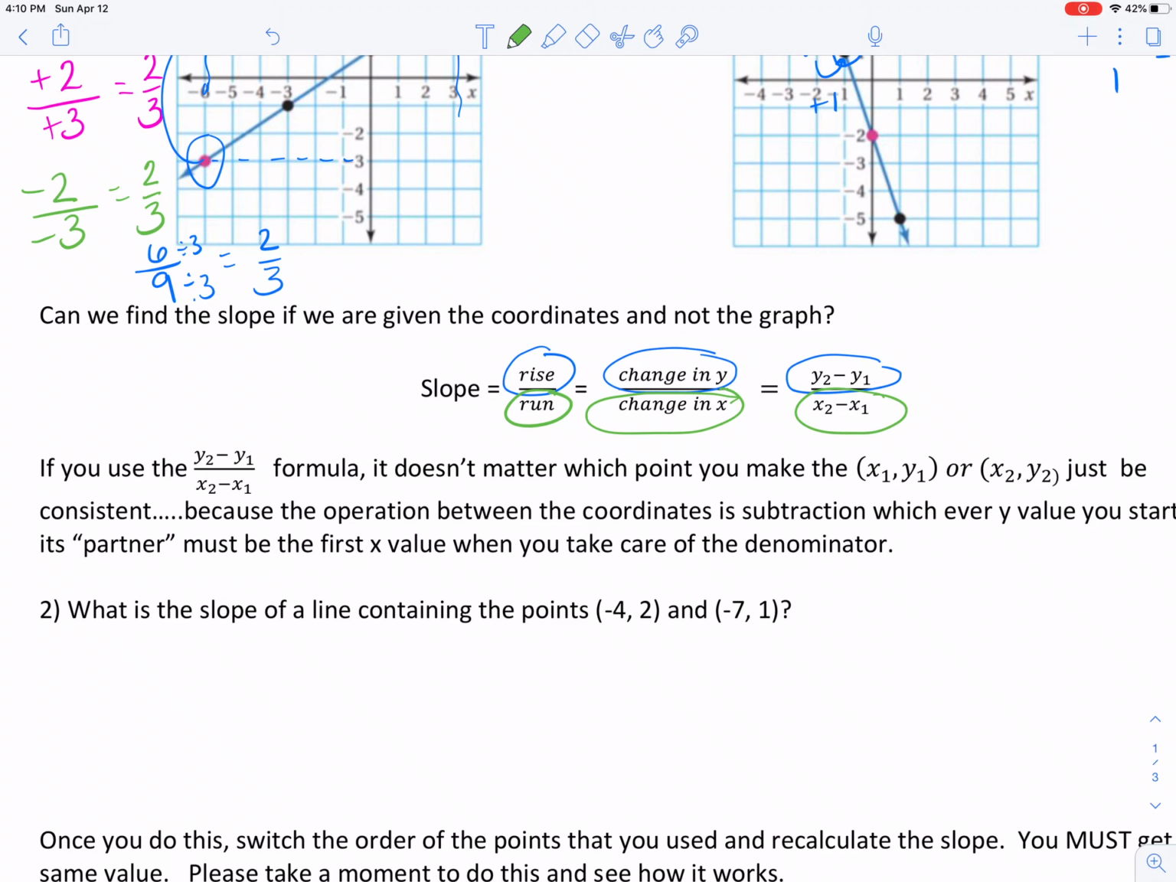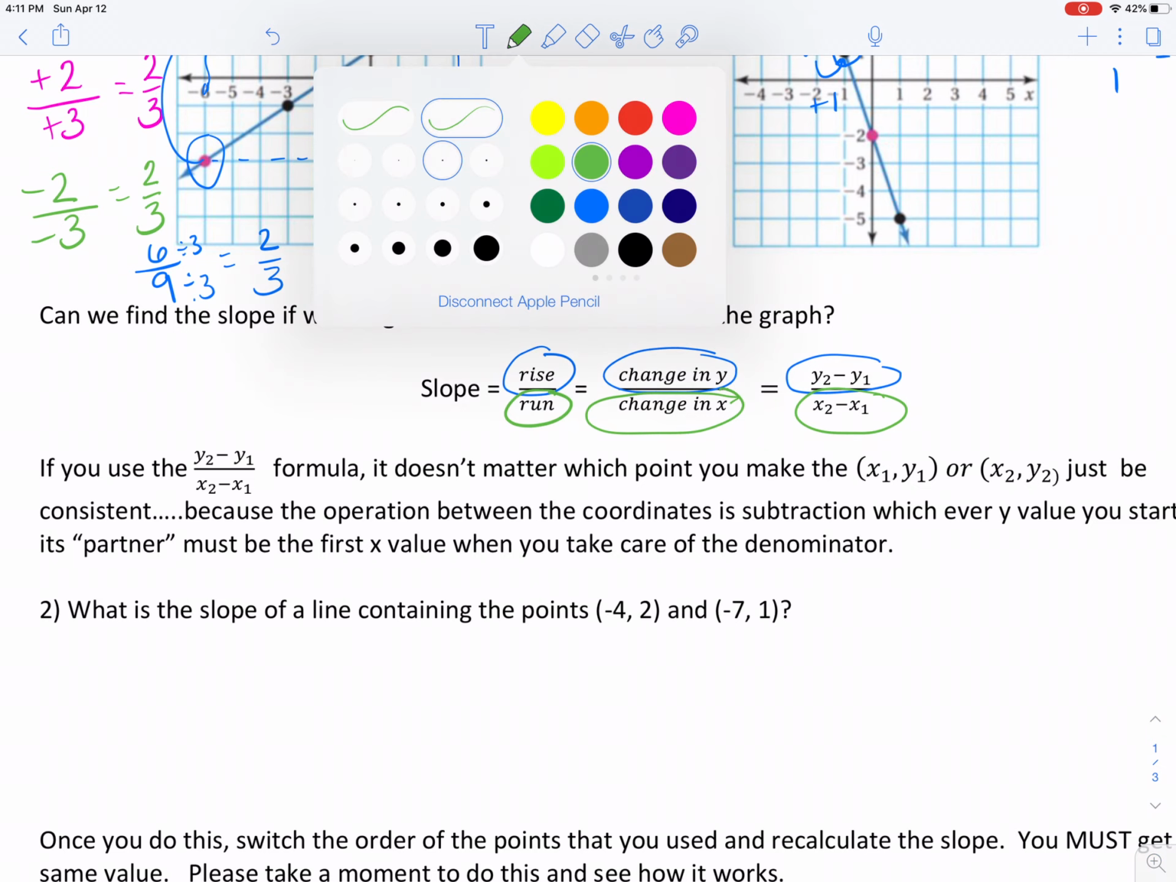So if you use the slope formula, it does not matter which point you make your x1, y1 or which point you make your x2, y2. Just be consistent, because the operation between the coordinates is subtraction. Whichever y value you start with, its partner must be the first x value when you take care of the denominator. So just like above using the graph, it doesn't matter which of the 2 points that's been given you use first, but you have to start with the same point on the top as you do on the bottom.